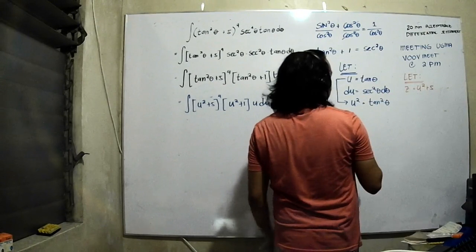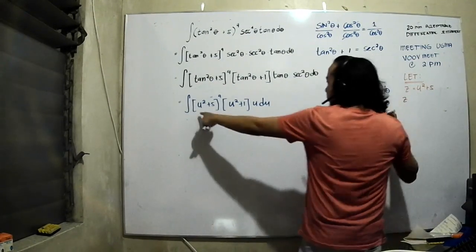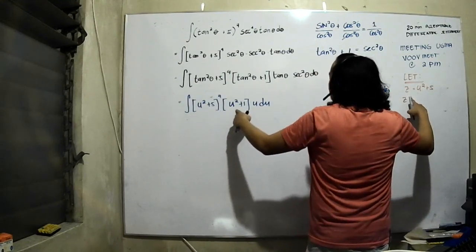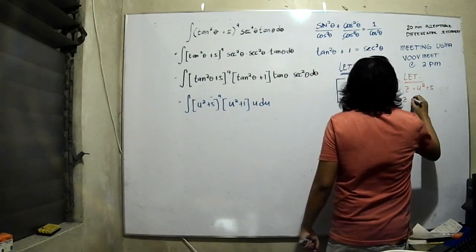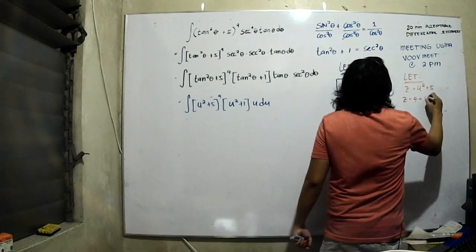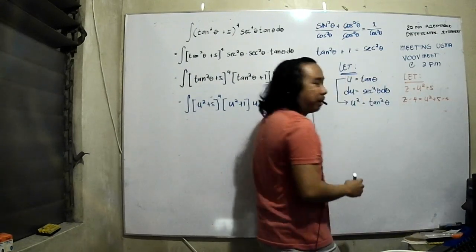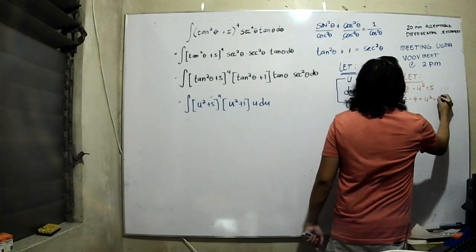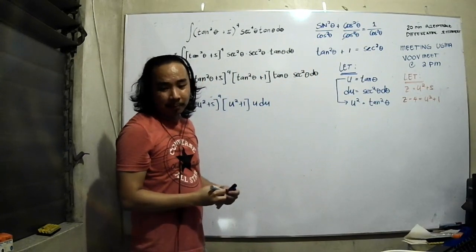So, we have u squared plus 5 that is equal to z. Right? But what we want is u squared plus 1, so we subtract 4. z minus 4 is equal to u squared plus 5 minus 4. 5 minus 4 is equal to 1. So the expression is z minus 4 is equal to u squared plus 1.